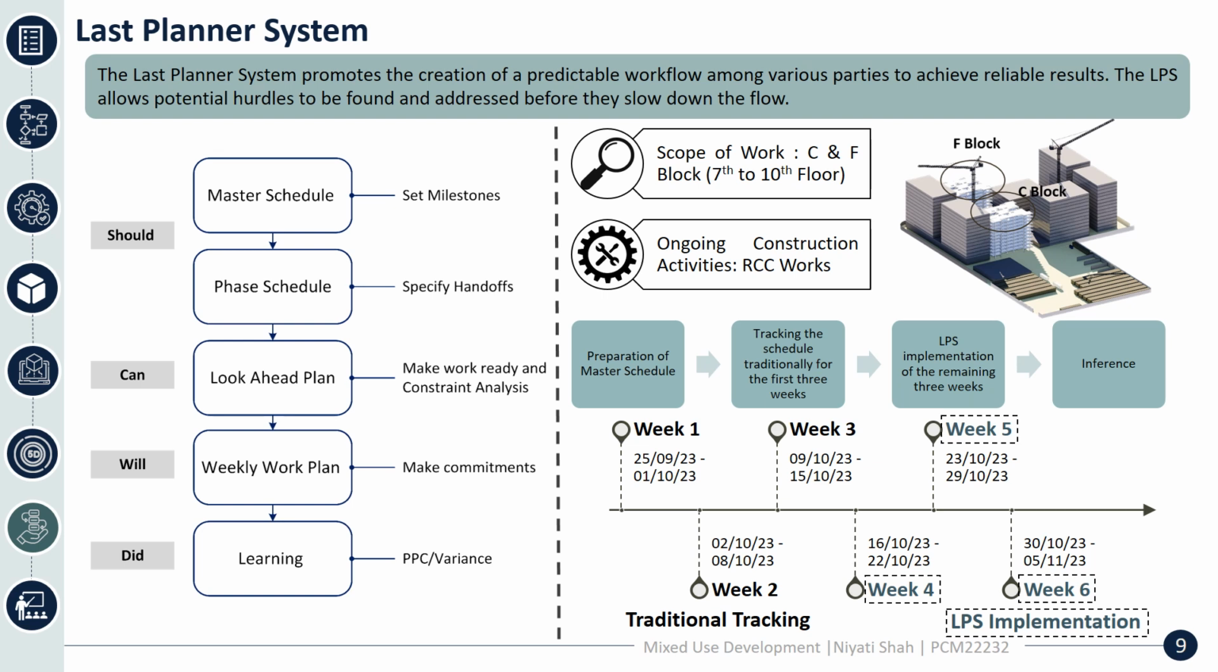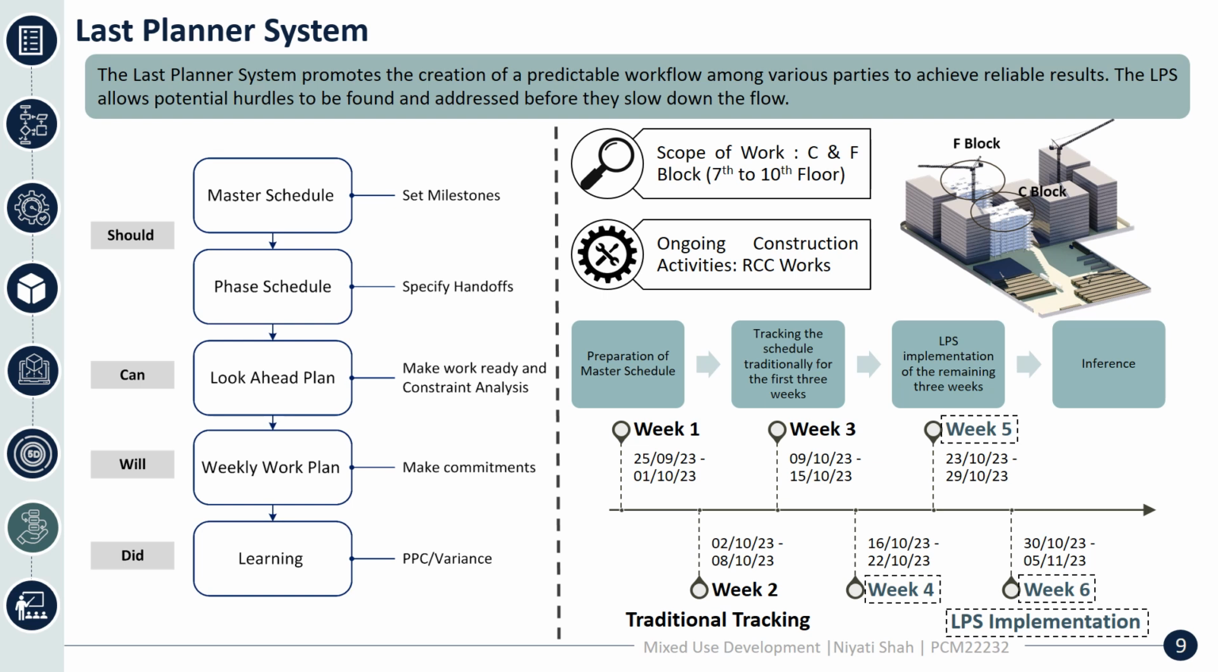Coming to the Last Planner System, it aims at increasing planning reliability. The last planner is someone who performs the work. First of all, the master schedule is prepared, from where the milestones are set. From that, the phase schedule is prepared, normally of 4 to 6 months. From that, the look-ahead plan is prepared, which can be done on the basis of constraint analysis.